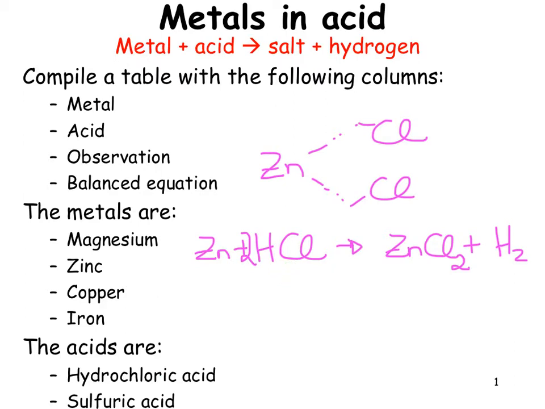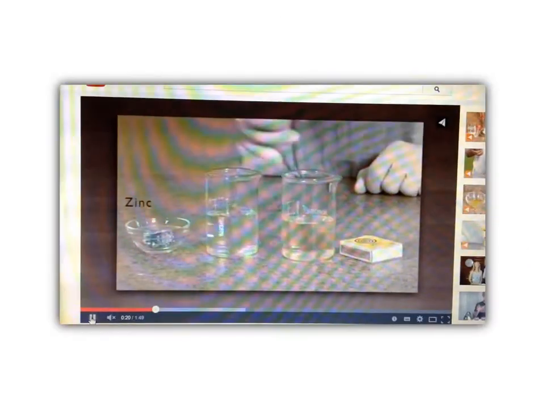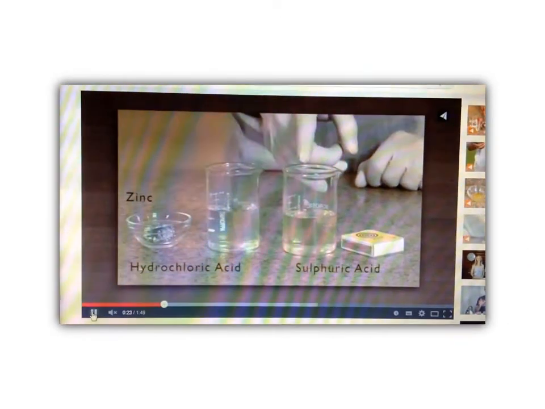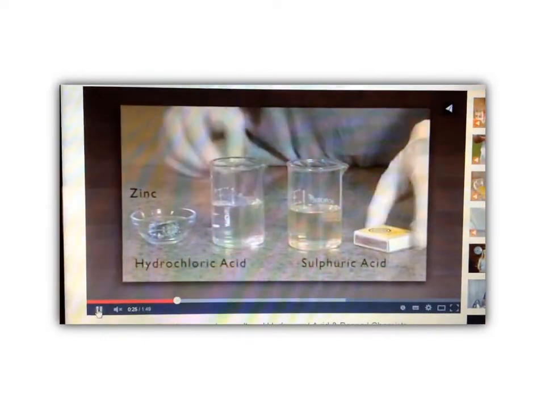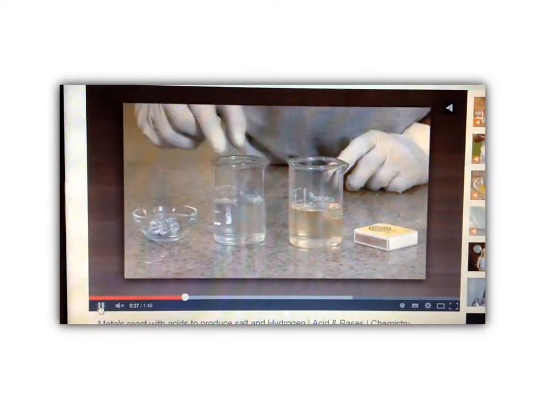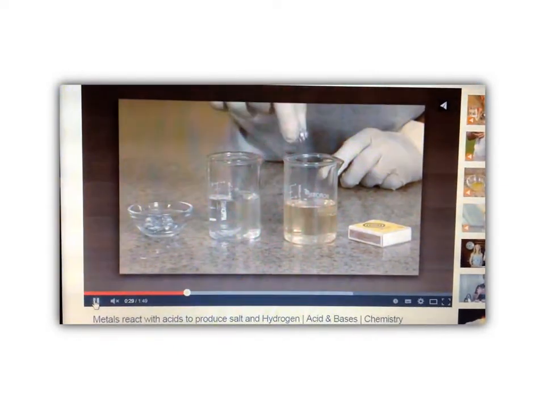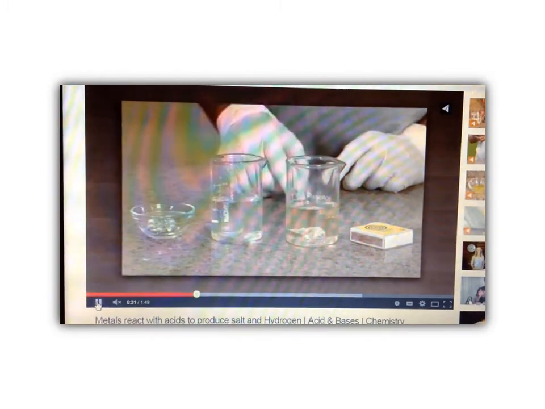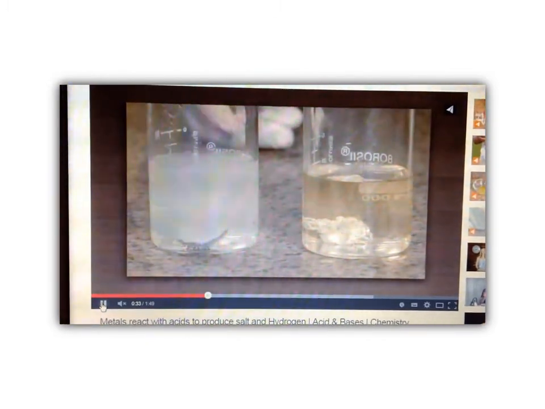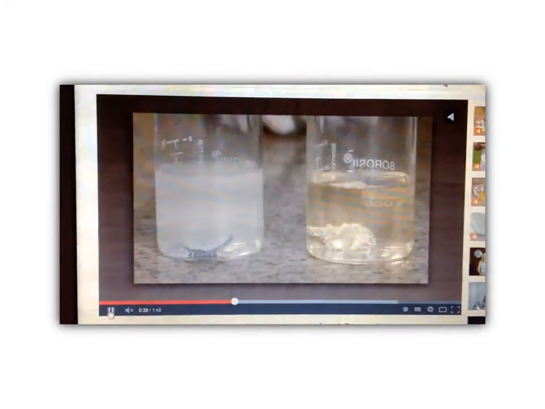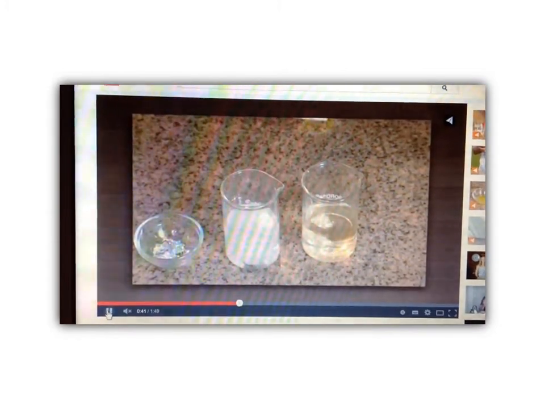And what you'll notice in the reaction is that we have got bubbles. So here we have zinc, hydrochloric acid, and sulfuric acid. If I put some zinc into hydrochloric acid or zinc into sulfuric acid, I will see that both of them will start to form bubbles. Those bubbles that are being given off are hydrogen gas. The zinc in hydrochloric acid will form zinc chloride.